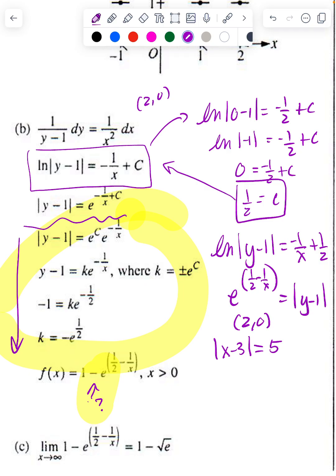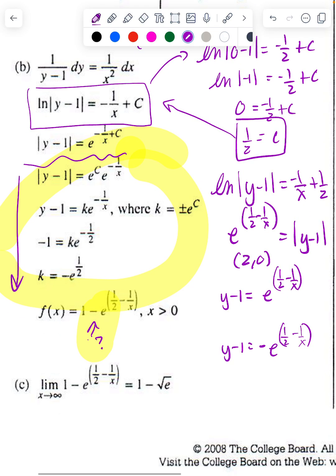So in that same kind of thinking, if I was solving this, the absolute value of y minus 1, because you can't change what's inside the bars, would have to either equal e to the 1/2 minus 1 over x, or negative e to the 1/2 minus 1 over x. And then you have to figure out which one of those works for these values of plugging in a 2 and a 0.